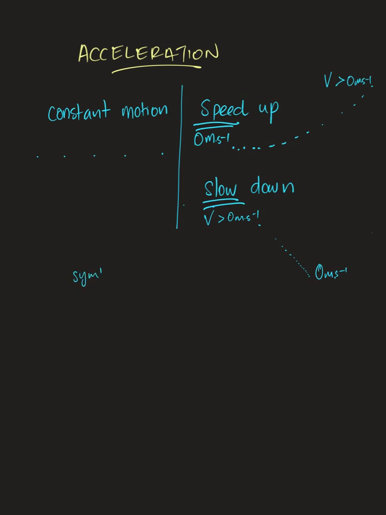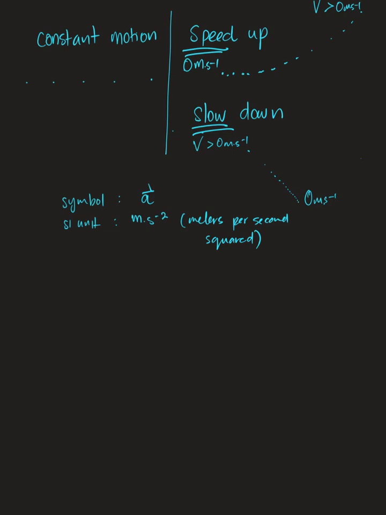The symbol that we're going to use for acceleration is a small a with a half arrow above it. And our SI unit is going to be meters per second squared. All right, so I'm going to write this down. Meters per second squared. Right, so what we mean by acceleration is that acceleration is the rate, this is important, of change of velocity.